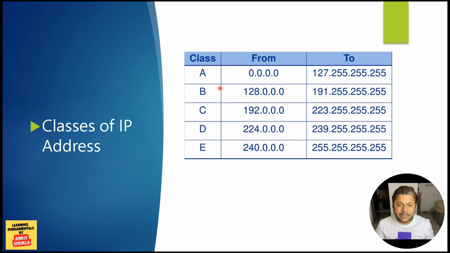If you see in this diagram, it says class A, class B, class C, class D, class E. The starting range of class A is 0.0.0.0 to 127.255.255.255. That's the range of class A, and similarly for class B, C, D, and E.